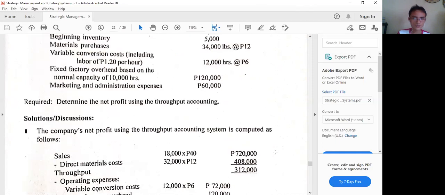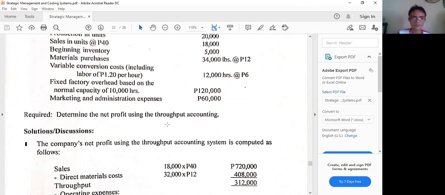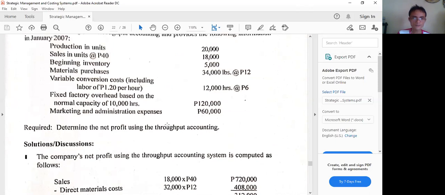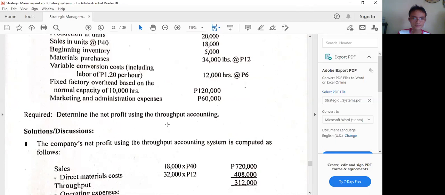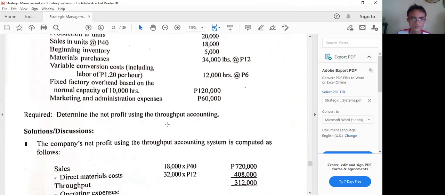our revenues. Revenues are at 18,000 times 40. Then the direct materials costs are the items at, let me check. So we have here, this is wrong. This is erroneous. 32 times 12, that's 284. So this must be 34,000 times 12. All right, so that's 34,000 coming from materials purchases.